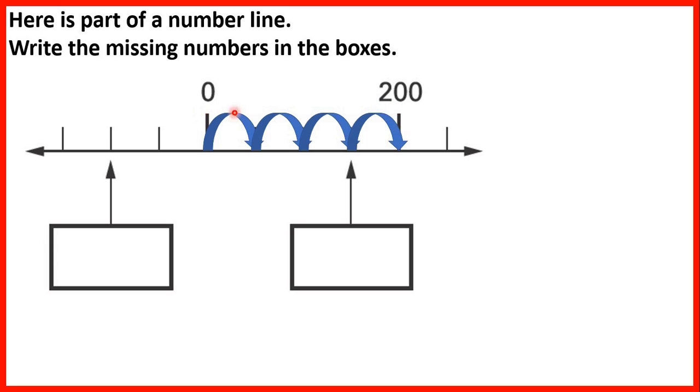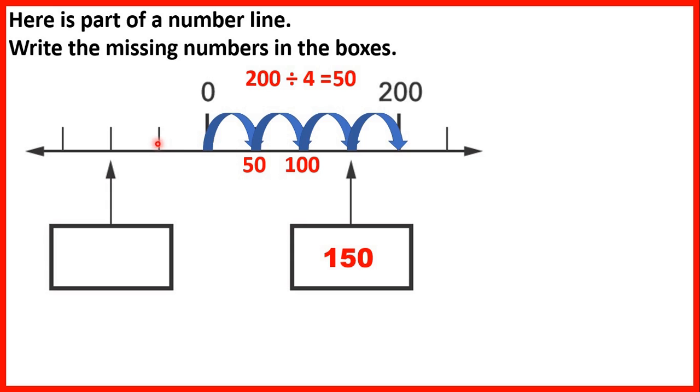So because the difference is 200, if we divide 200 by 4, so by the number of jumps, that tells us that each of these little lines on our number line represent an increase of 50. So we have 0, 50, 100, and then where our arrow is pointing, that's 150.